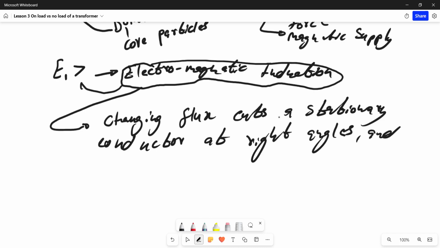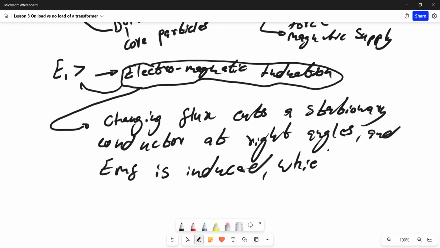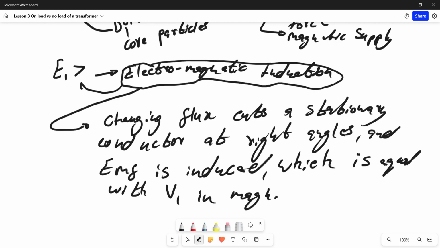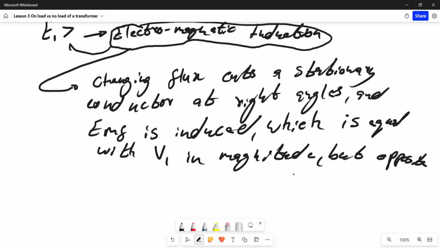And EMF is induced. This EMF that is induced will be equal with V1 in magnitude but opposite in direction. It will be opposite in direction to it, okay.